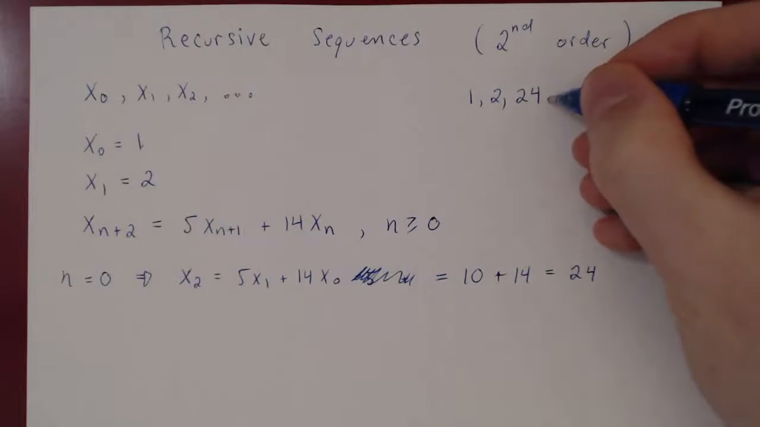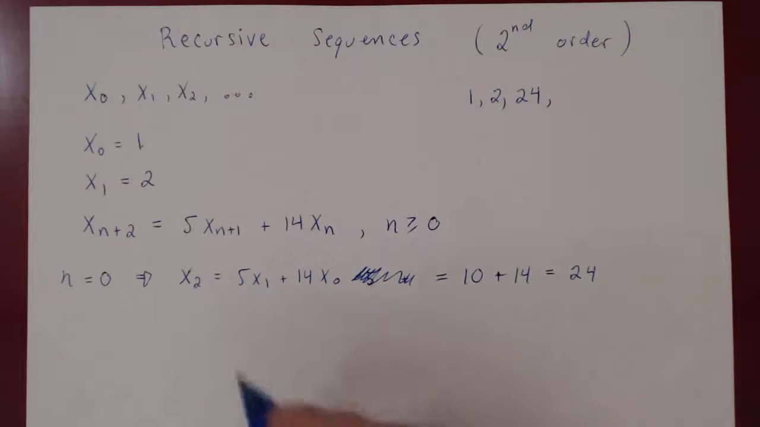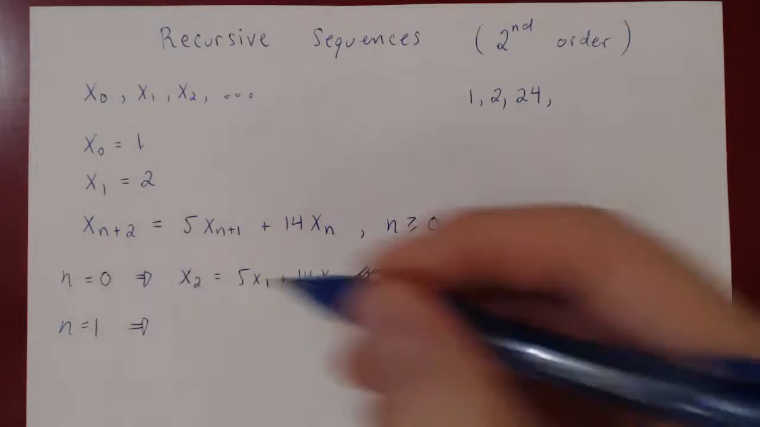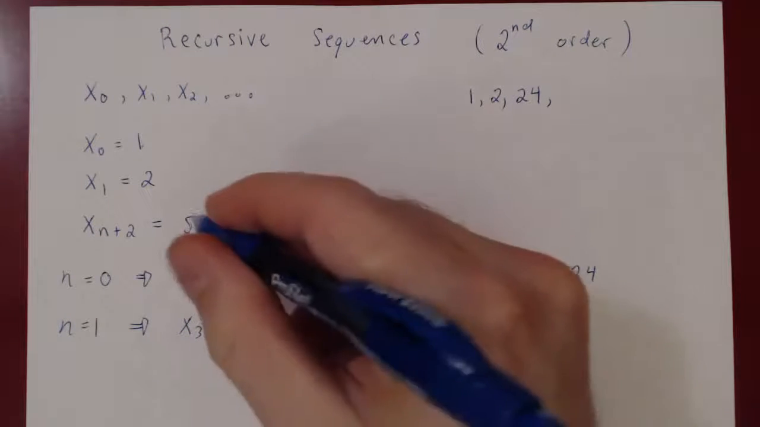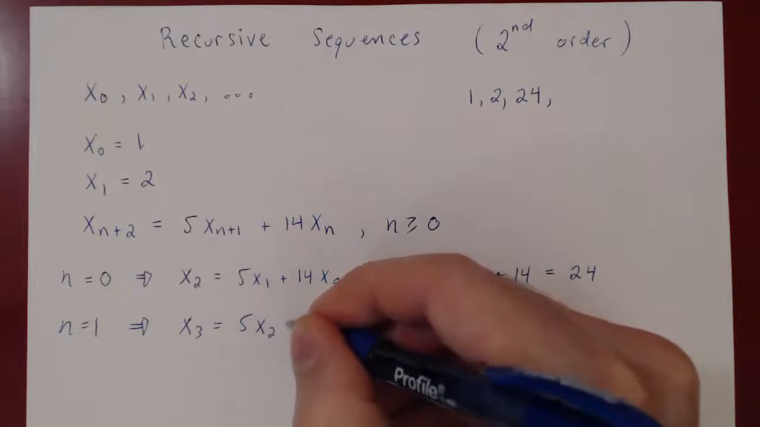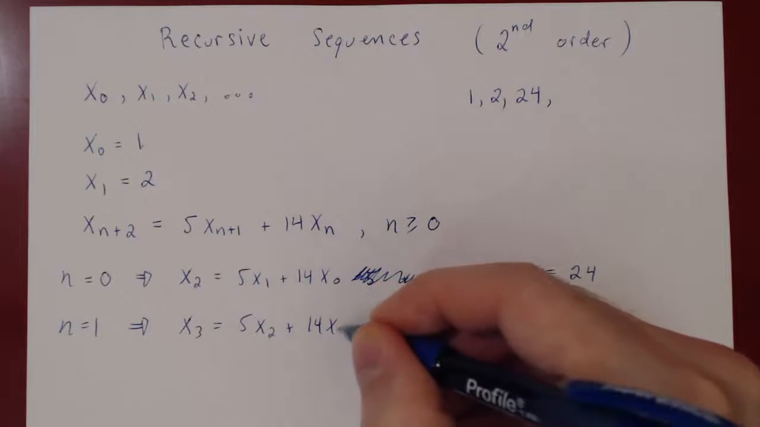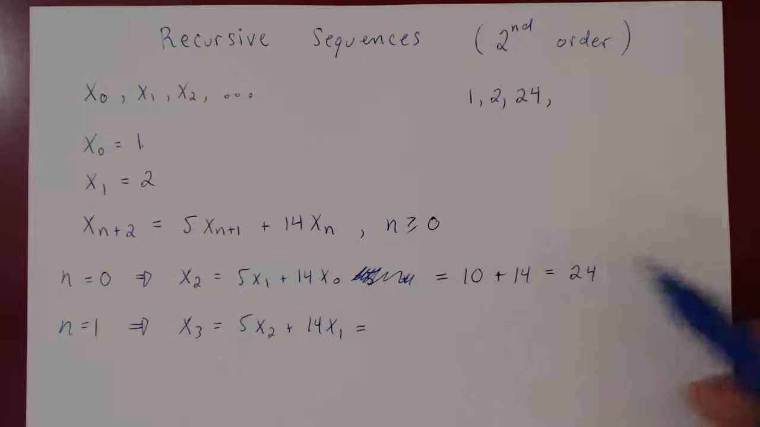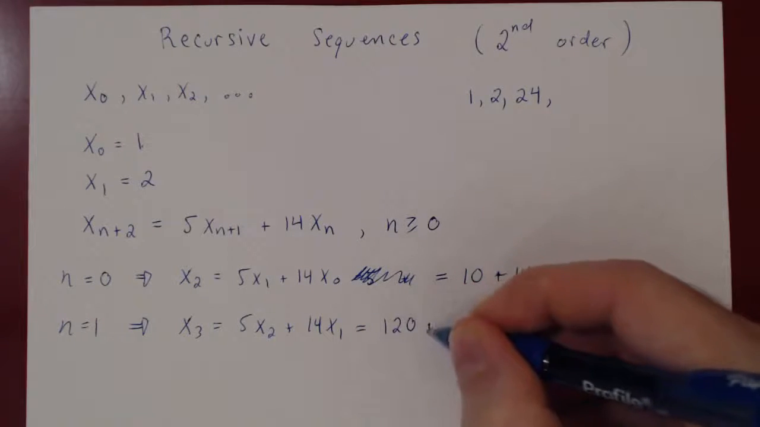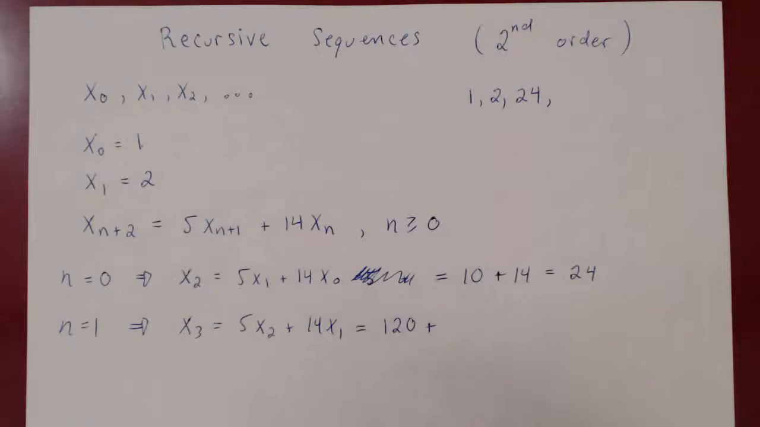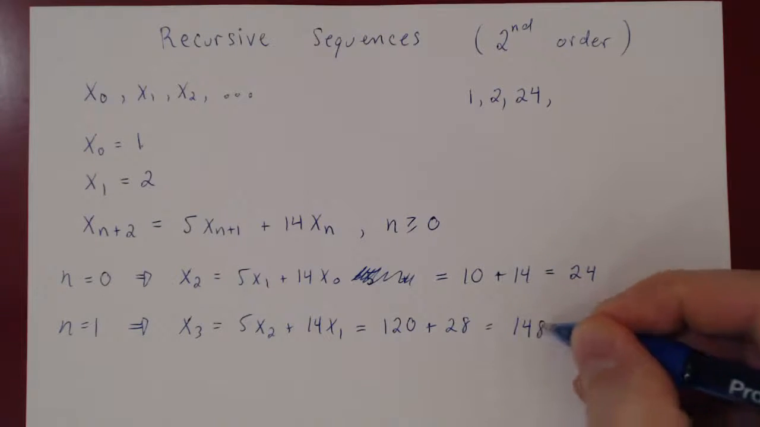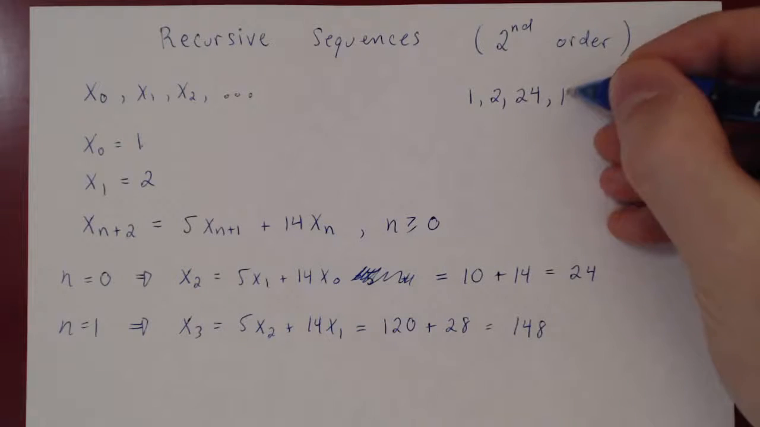So we now have the third term of our sequence. What if we want the next one? Well, that would be x3. If you want x3, pick n equals 1. And then x3 equals 5x2 plus 14x1. Well, we have just found x2. It's 5 times 24. 5 times 20 is 100. 5 times 4 is 20, so that's 120. Plus 14 times x1, x1 is 2. 14 times 2 is 28. And what you have now is 148. And that is x3, the fourth term of your sequence.